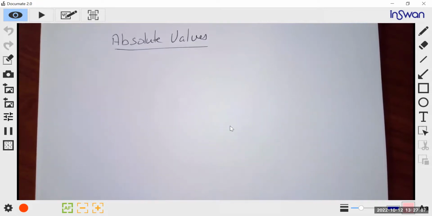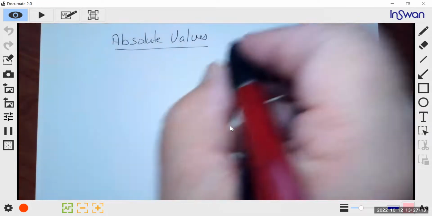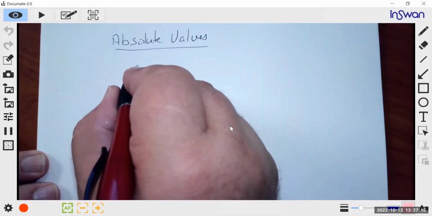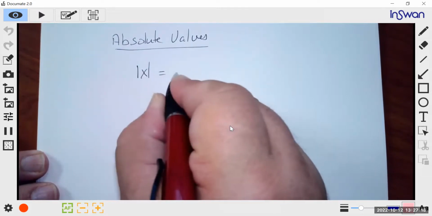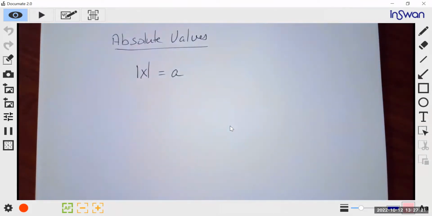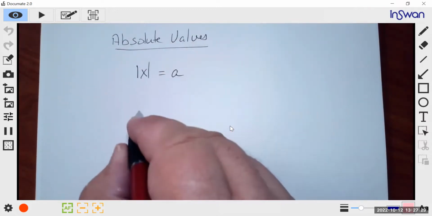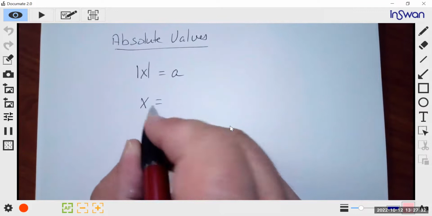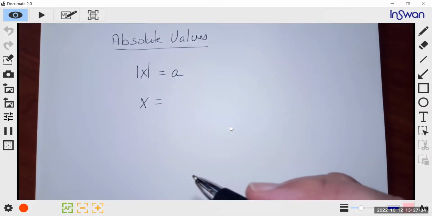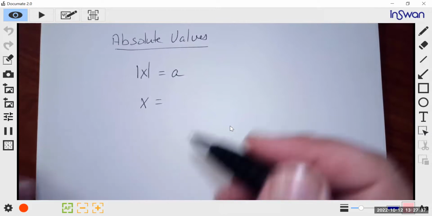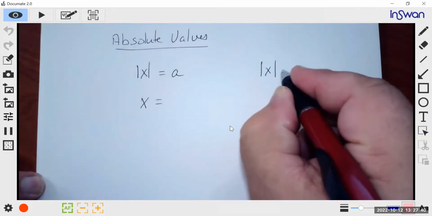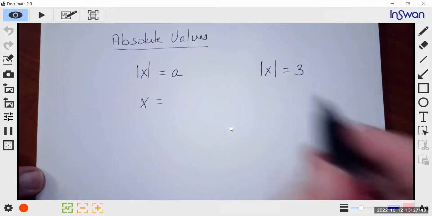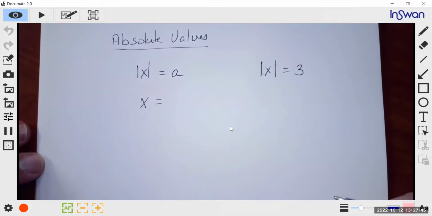We're now going to solve equations and inequalities that deal with absolute values. So for equations, we have absolute value of x equals a. If absolute value of x equals a, and I drop the absolute value around the x, what values can x have to make it equal a? In other words, if I gave you this, what can x be to make that a true answer?